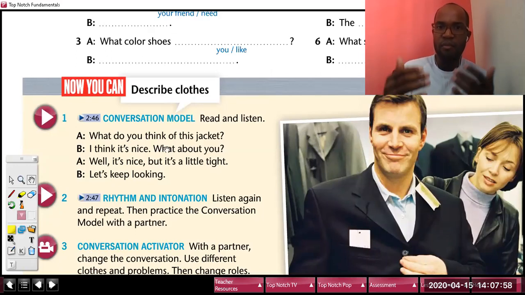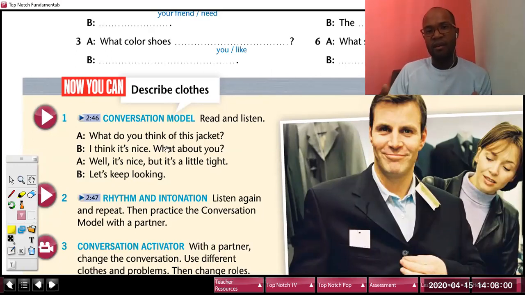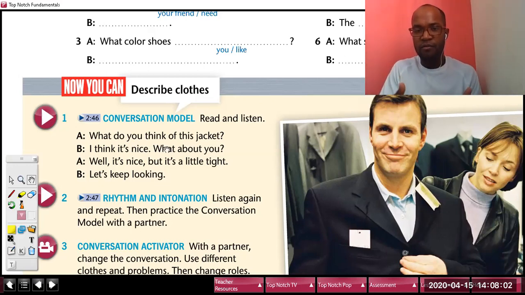All right, so here we have the question, what do you think of? It is to ask somebody about an opinion of the clothes that you want to wear or that you are wearing. What do you think of this t-shirt?